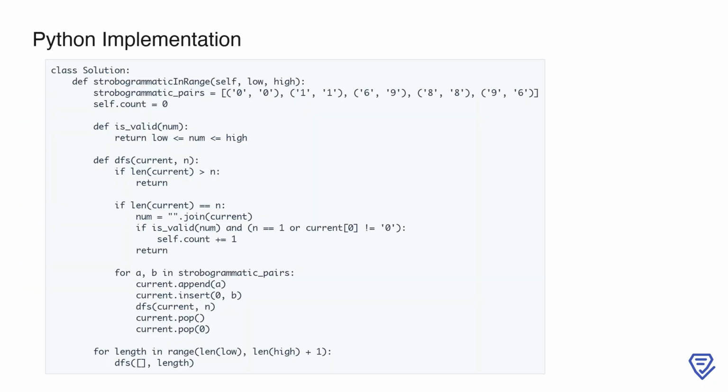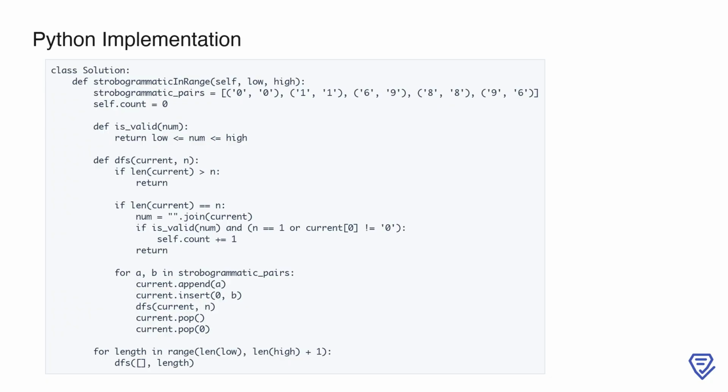Here, we begin by defining the strobogrammatic in-range function within a class called Solution. The goal of this function is to count all strobogrammatic numbers within a given range, defined by the low and high inputs. First, we establish a list of strobogrammatic digit pairs, such as 0, 0, and 6, 9, which are essential for constructing strobogrammatic numbers. We also initialize a count variable to track the number of valid numbers we find. Next, we define a helper function, is_valid, which checks whether a constructed number falls within the specified range. This ensures that only numbers between low and high are considered valid.